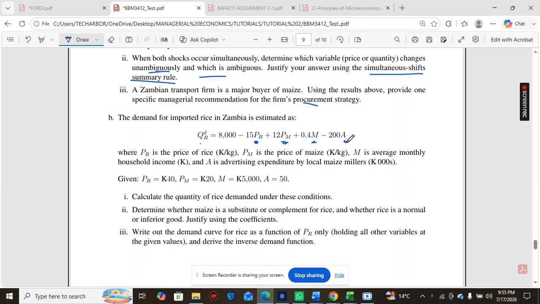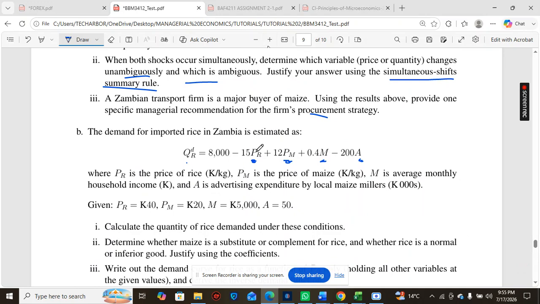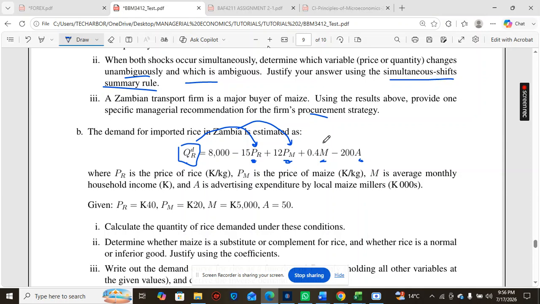So, colleagues, first things first, we need to know how to interpret these multivariable demand functions. The quantity demanded of rice has a relationship with its own price, the price of maize, household income, and advertising. All these variables affect the quantity demanded of rice. This 8,000 means when the price of rice is zero, the price of maize is zero, people's income is zero, and there is zero advertising, this is the quantity demanded of rice.